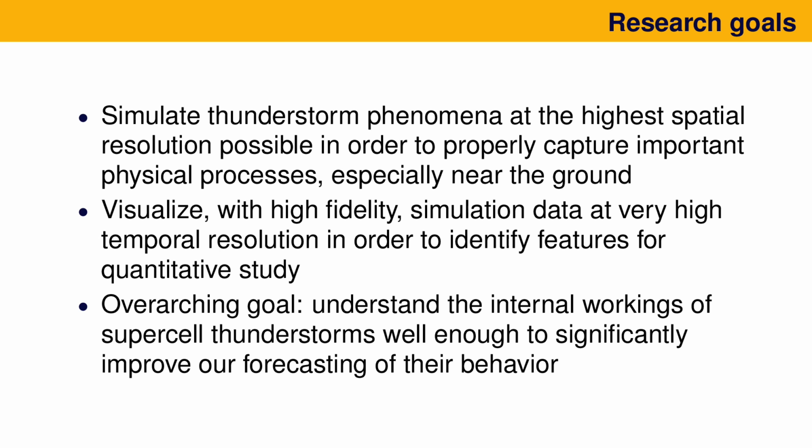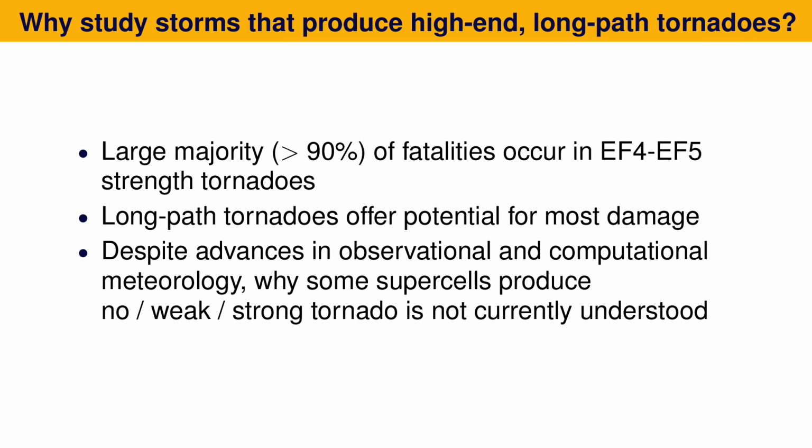So why study these top-end storms? EF4 and EF5, those are the top two categories of what's called the Enhanced Fujita scale. The EF5 is the top category, so those are winds perhaps up to 300 miles an hour near the ground. The long-path tornadoes, for obvious reasons, have the potential to do the most damage, and despite lots of very good work in the field and modeling work, we still don't know why some supercells produce tornadoes, weak tornadoes, or no tornado. And we really want to have the ability to discern these things for the forecasting problem to get people out of the way.